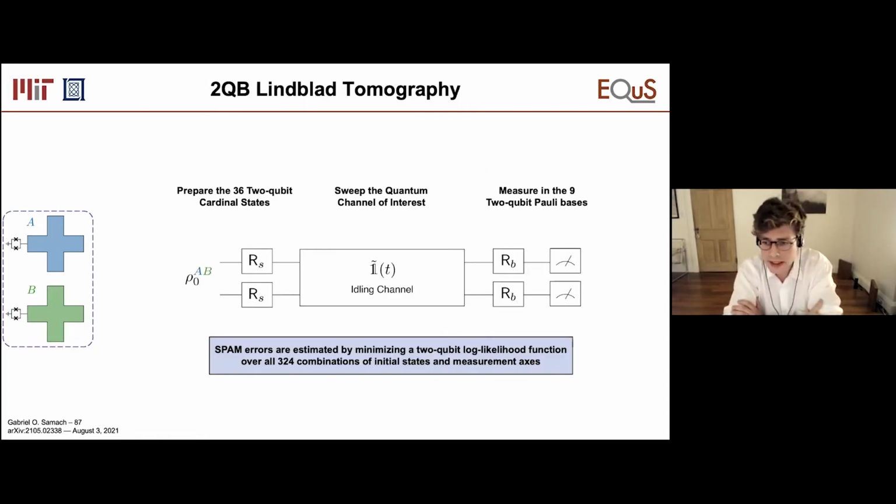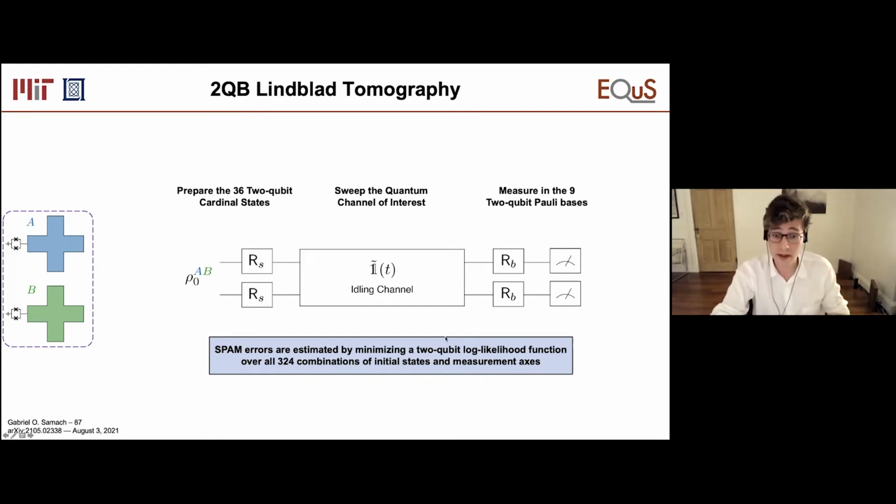This protocol can be naturally extended to n-qubit systems without a whole lot of added complexity. If we instead wanted to perform 2-qubit Lindblad tomography, all we need to do is prepare the 36 2-qubit cardinal states. So we apply our 6 operations, rho sub s, to each of the qubits and look at all the different combinations. Then we sweep the quantum channel of interest again. And then finally, we measure in all of the 9 different combinations of 2-qubit Pauli bases.